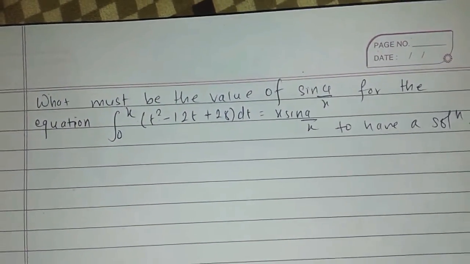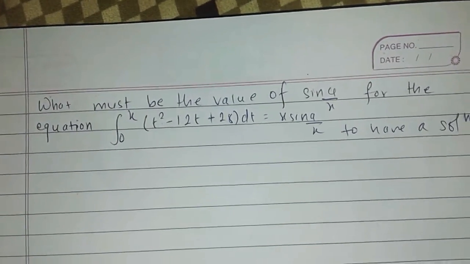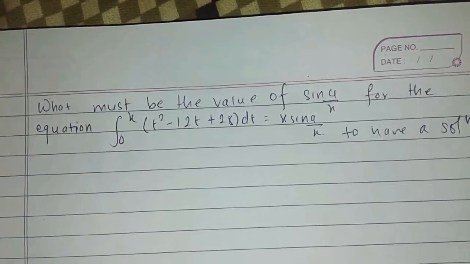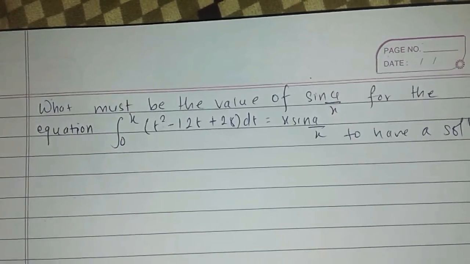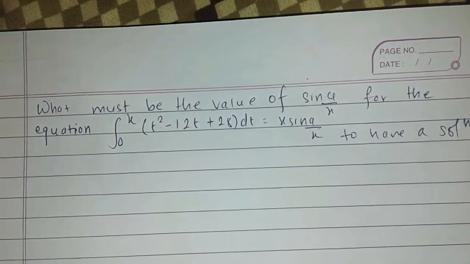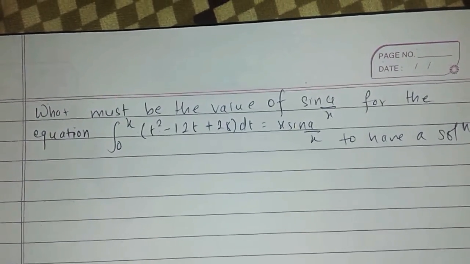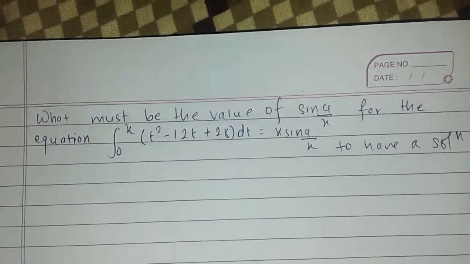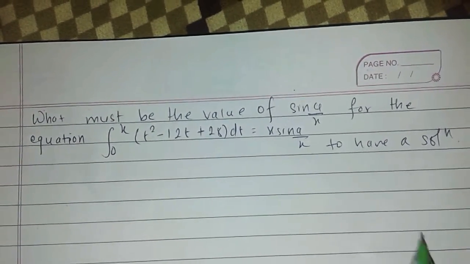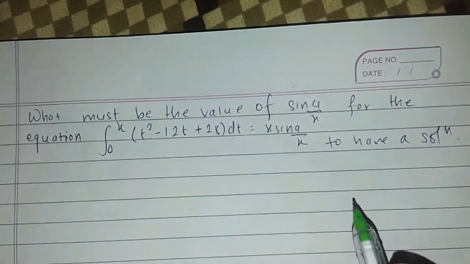Today I'm back with a problem, and the problem is: what must be the value of sin a by x for the equation integration from 0 to x of t square minus 12t plus 28 dt equals x sin a by x to have a solution. Before you look at the answer, don't forget to try by yourself and come back to the problem.